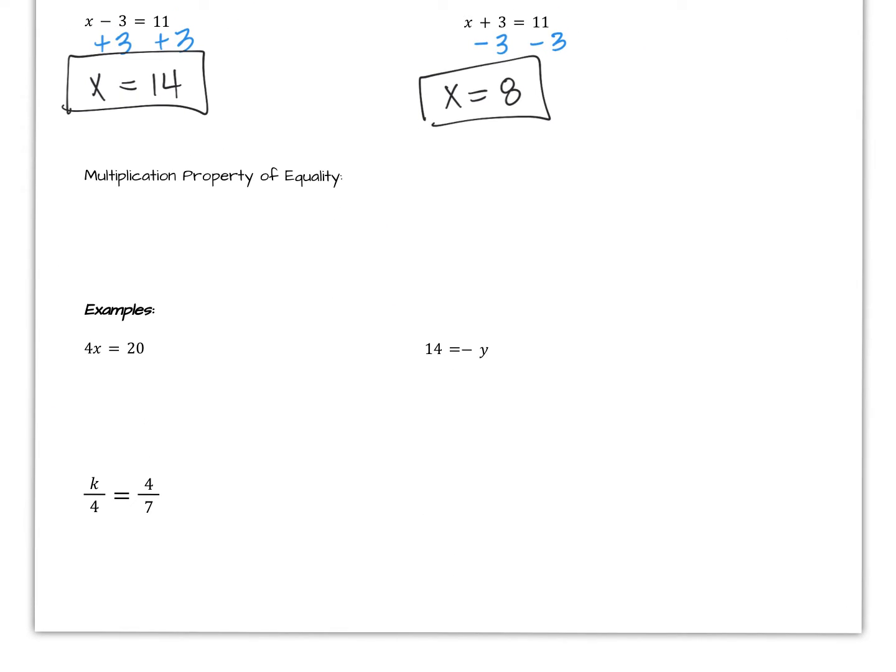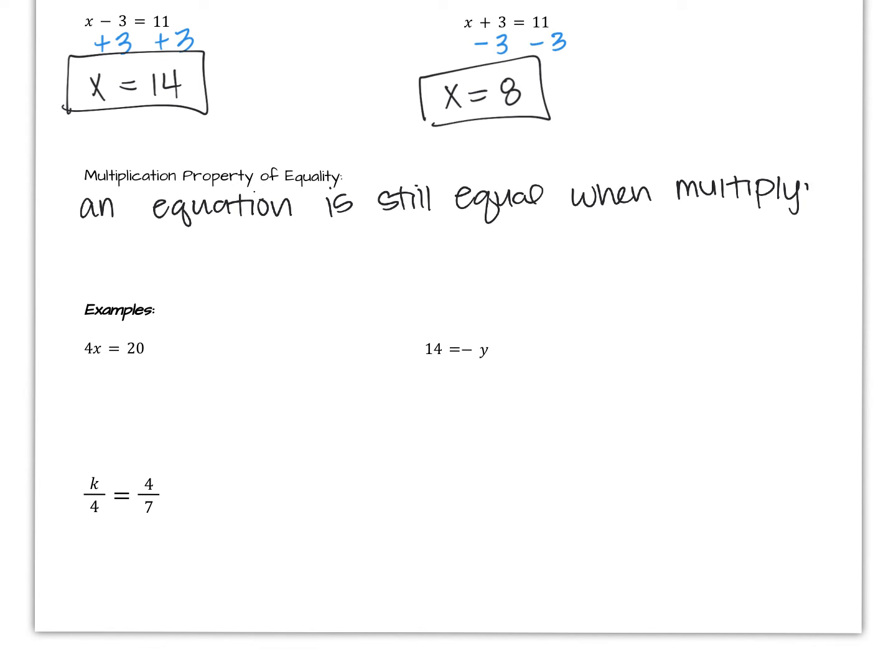Next, we have the multiplication property of equality, which states that an equation is still equal when multiplying or dividing the same value to both sides.